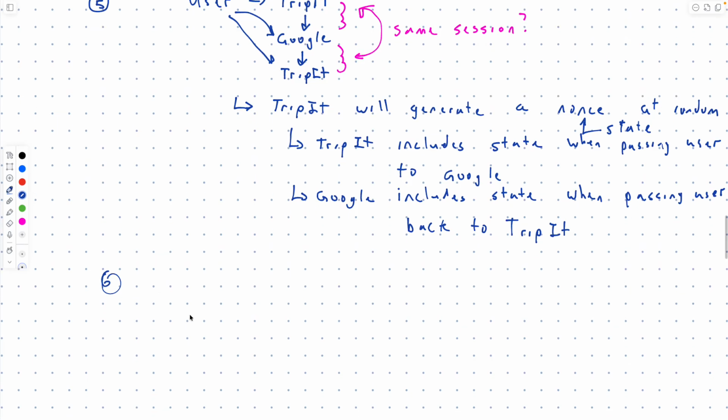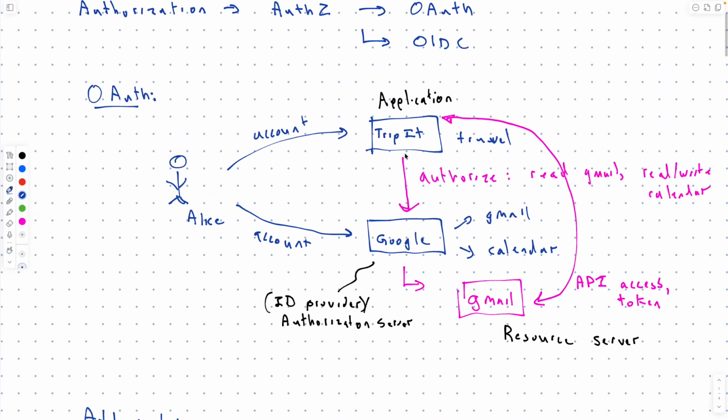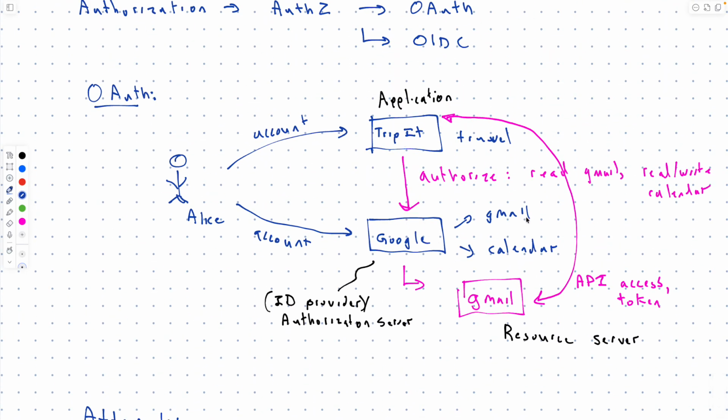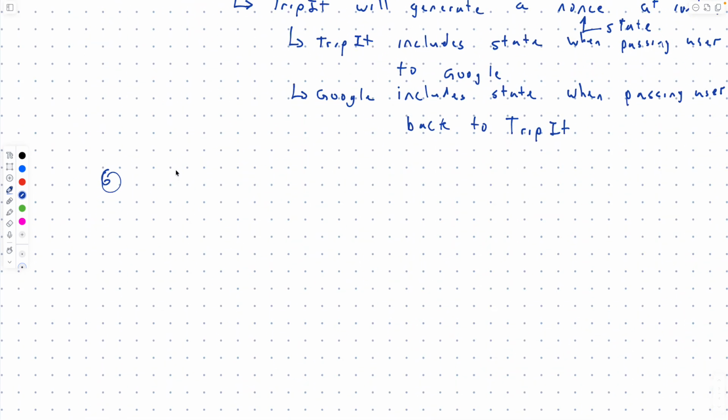Okay, the last thing I want to talk about is the token itself. The whole goal of this protocol is to let TripIt access, say, your Gmail. The way it does that is it sends an API request, and it says, I have this token, and this token gives me permission to read this user's email. There are two ways that you can do tokens. We'll call this the access token for the API. There's what we call a bearer token.